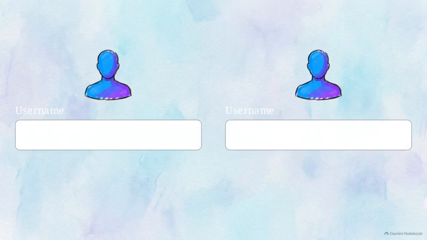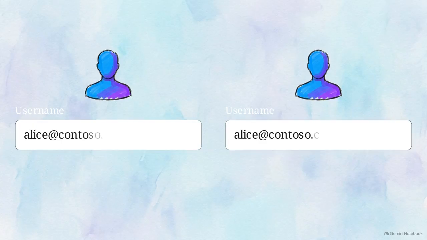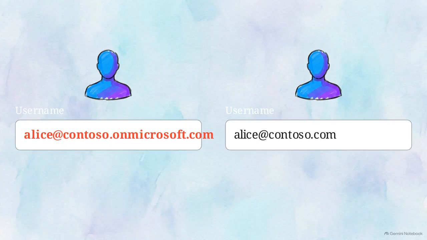When users sign in to corporate resources, the username they type matters. A clunky user principal name, or UPN, ending in a long default string creates friction and looks unprofessional to external clients compared to a clean, standard corporate email format.